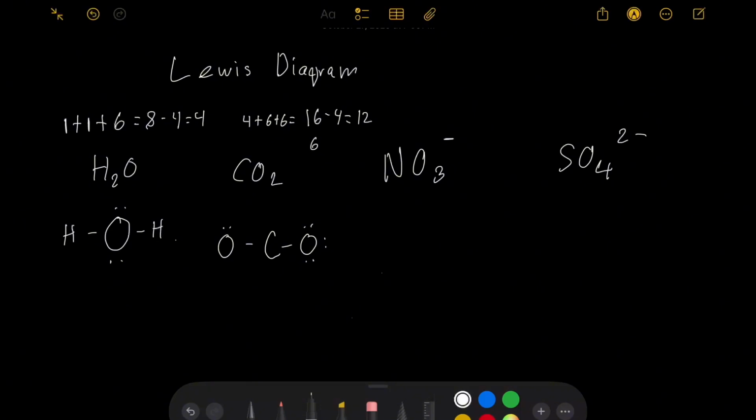We put it on this side, and now we can see that we use all our electrons, but carbon's octet is not full. So we remove 2 electrons from oxygen and we assign it as a bond. And we do it for the other side. And now if we count, we have 2, 4, 6, 8, 10, 12, 14, 16. So we have enough.